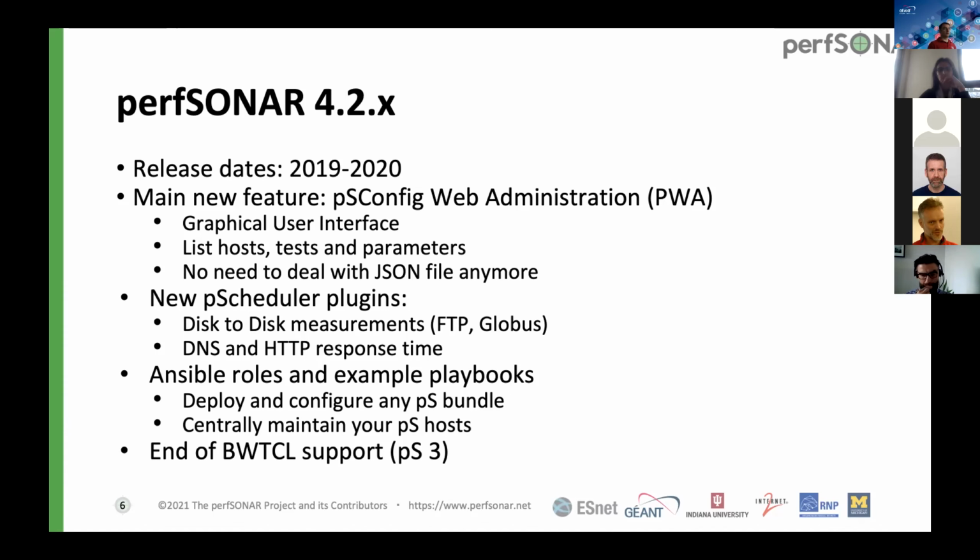It's quite useful and allows you to schedule nearly all the tests that are available on the CLI with perfSONAR.